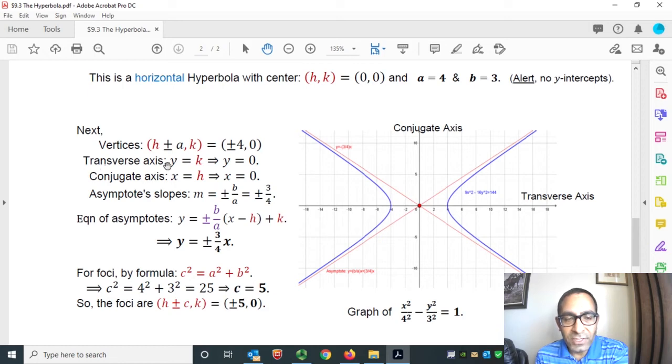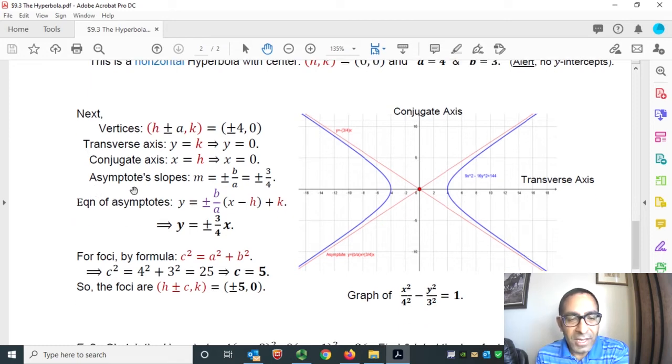Similarly, the transverse axis is y equals k. Since k is 0, y equals 0. That's the x-axis. The transverse axis passes through the center and the vertices. The conjugate axis is x equals h. Since h is 0, x equals 0, which is the y-axis in this case.